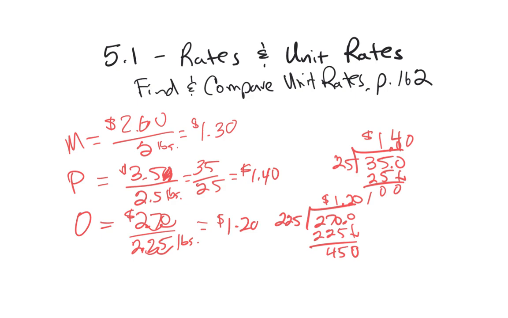And now I can order these. The cheapest, best price is oranges, then mangoes at $1.30 per pound, and then pears. All right, try number 8.